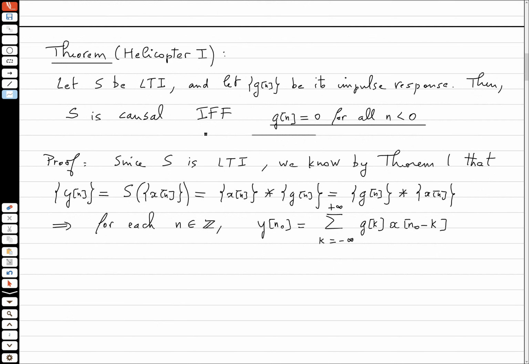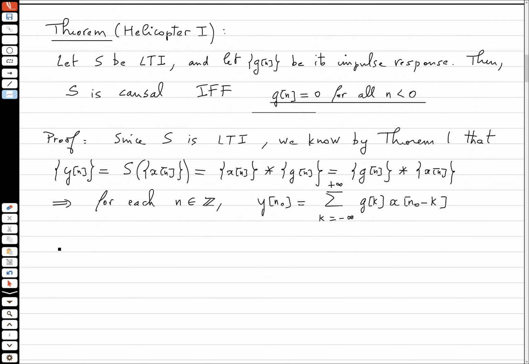Now, if and only if means two implications. We are going to prove each of them separately, but I'm going to start with the easy one. The easy proof is going like that. So assume that this is true, and then prove that S is causal.